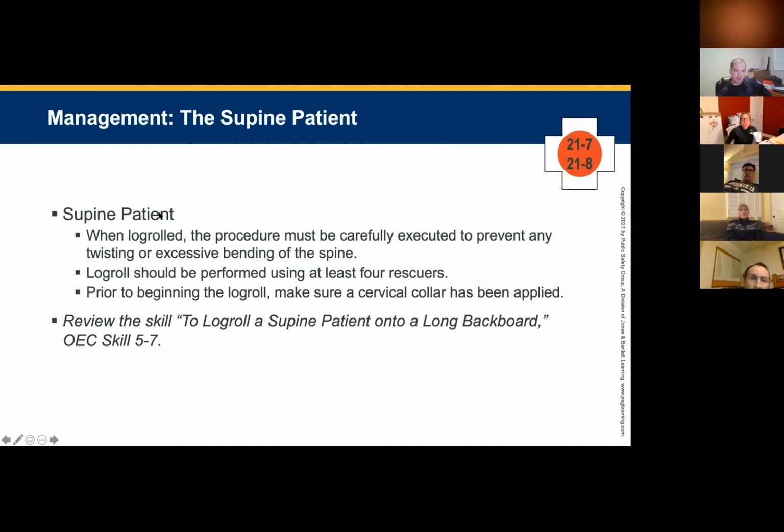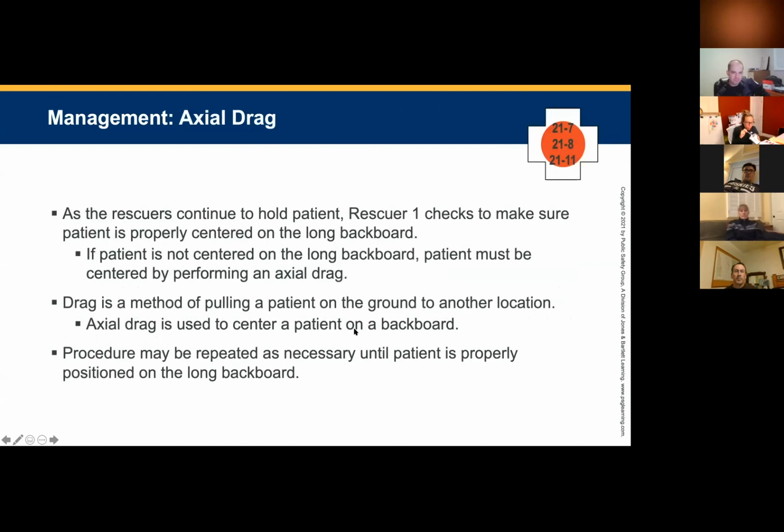If the patient is supine, when log rolled, the procedure must be carefully executed to prevent any twisting or excessive bending in the spine. The log roll should be performed using at least 4 rescuers, and prior to beginning the log roll, make sure that the cervical collar has been applied. And then when we get into the skill sessions, we're actually going to go over how to apply a backboard and a C-collar.